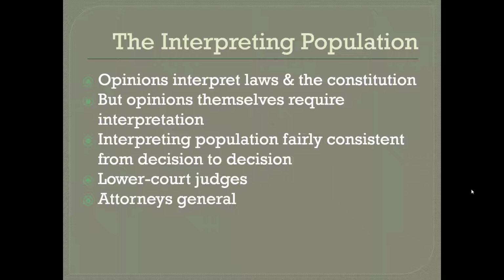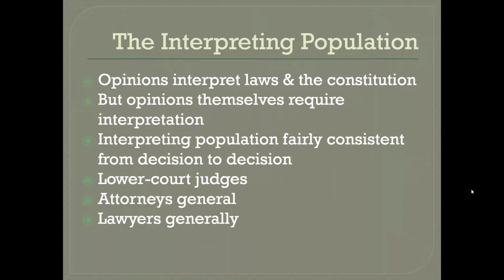And in fact, part of the resistance to Brown v. Board of Education was because attorneys general in the South essentially said, well, we don't need to do very much to comply with Brown v. Board of Education, and so of course that gave legal cover to everybody else in the system to obstruct the court's decision. Lawyers generally are part of the interpreting population.